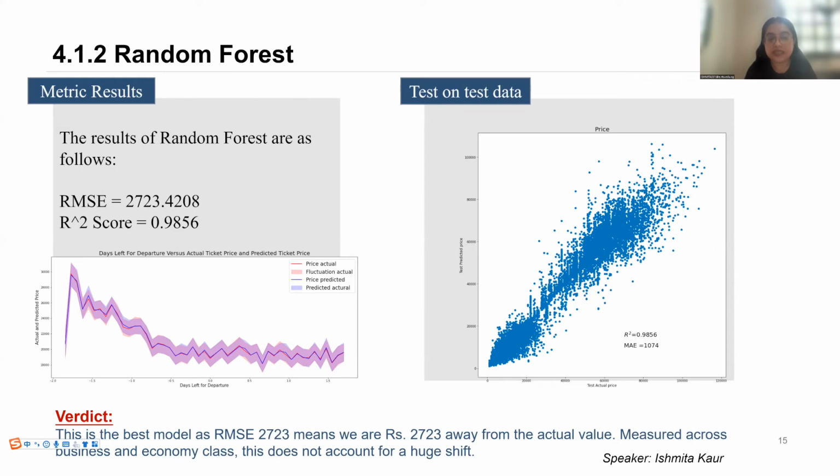And this is fairly acceptable because the business class airfares are quite high. The left overlapping is quite well. And there is a very, very clear linear regression line on the right in the scatter plot, making this the most suitable model for our business project.